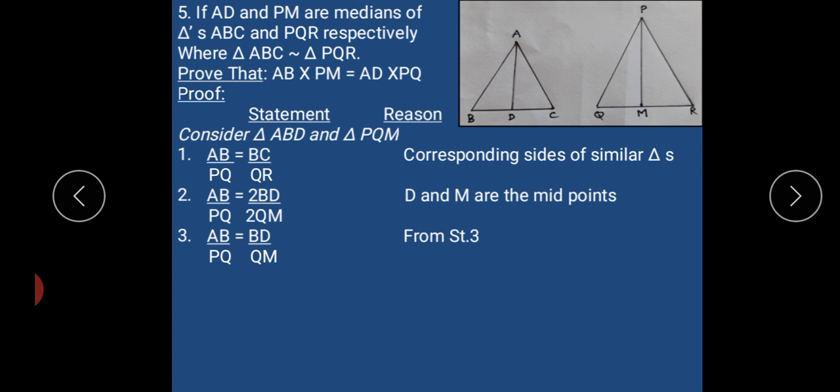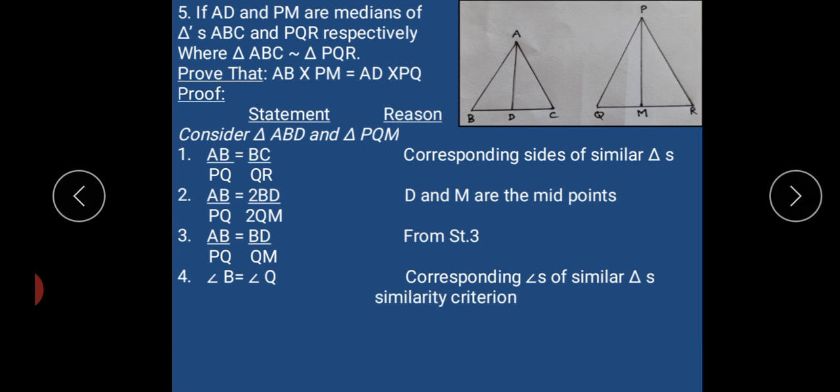Now we need an included angle. And here comes the included angle. Angle B is equal to angle Q, because again the reason is corresponding angles of similar triangles. And now if you look at statement 3 and statement 4, it is very clear the two triangles are similar by SAS similarity criterion. For the first time we are using it; prior to this we used AA similarity criterion everywhere. Yes, the two triangles are similar.